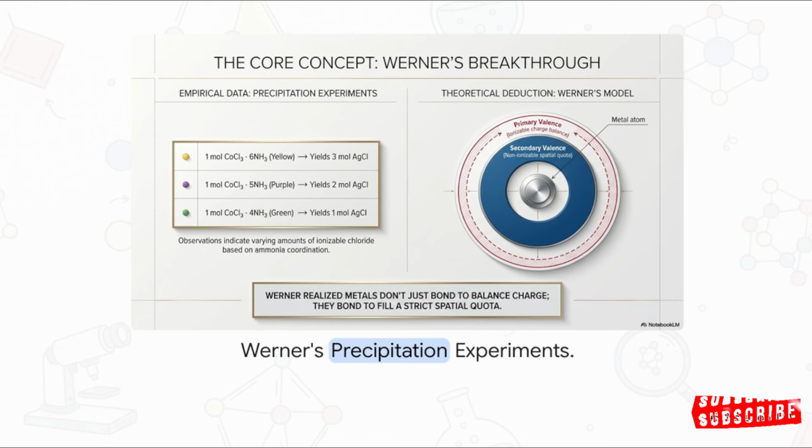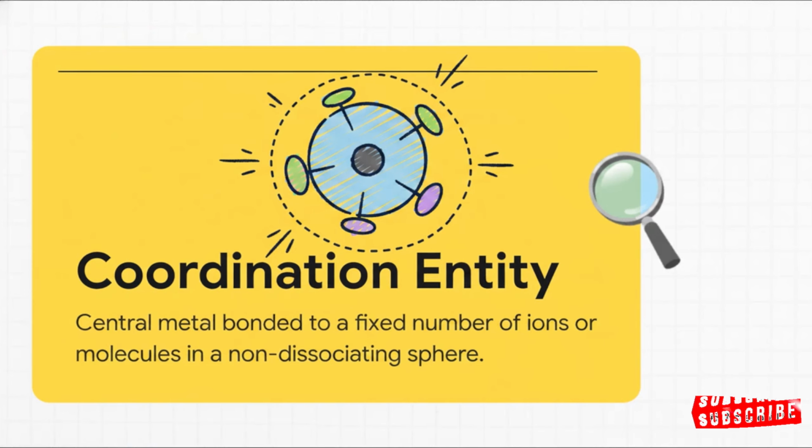Well, Werner realized that metals don't just bond to balance their electrical charge, which is what he called the primary valence. They actually also bond to fill strict, non-ionizable spatial quotas around themselves, which he called the secondary valence. This was literally a massive breakthrough for chemistry. Now, to answer your exam questions effectively, we really must memorize this exact definition of a coordination entity.